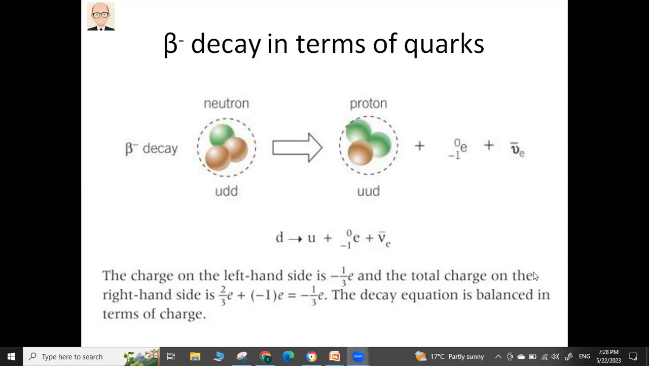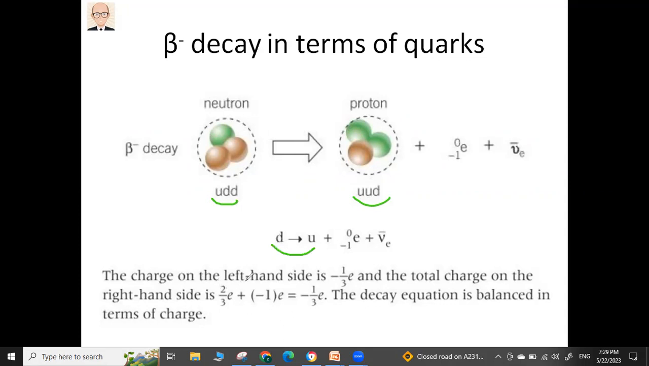So if we look at beta minus decay in terms of quarks, we said beta minus decay is basically a neutron changes into the proton. And if we look at the quarks in neutron we have what? We have up, down, and down quark. And in proton, we have up, up, down quark. So that means basically in beta minus decay, a down quark changes into the up quark.